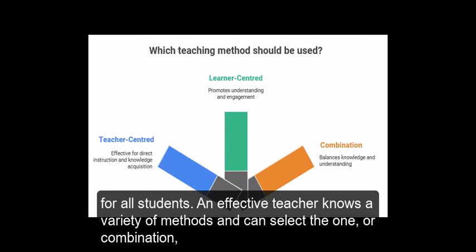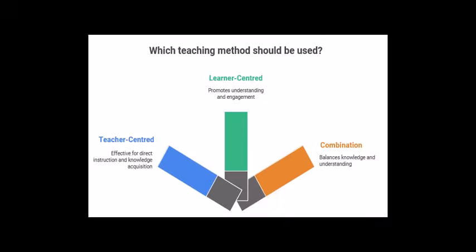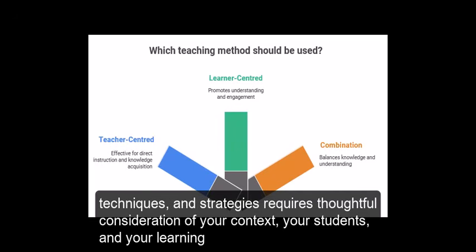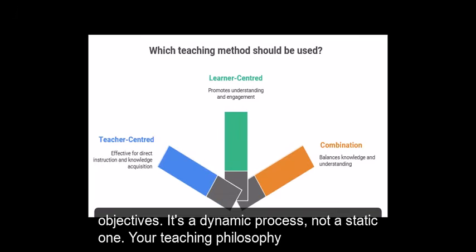An effective teacher knows a variety of methods and can select the one, or combination, most likely to achieve a lesson's objectives with a particular group of students. Choosing the right method, techniques, and strategies requires thoughtful consideration of your context, your students, and your learning objectives. It's a dynamic process, not a static one.